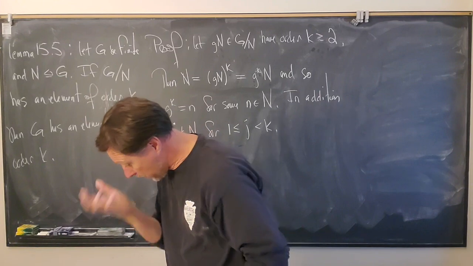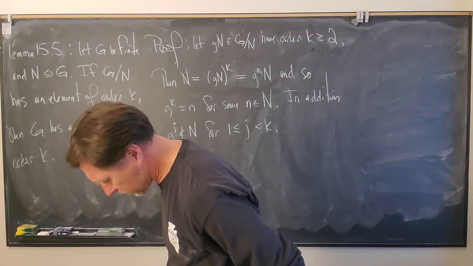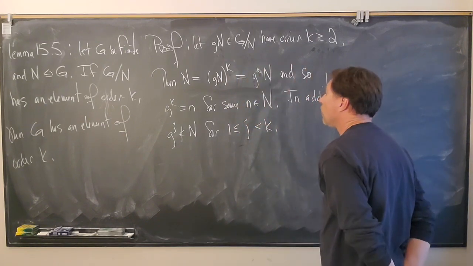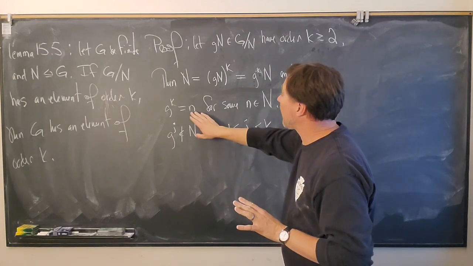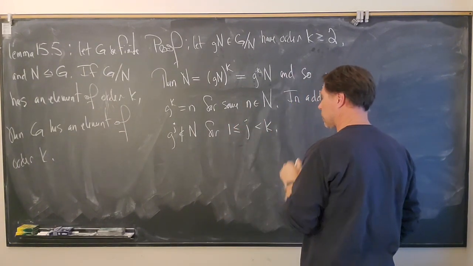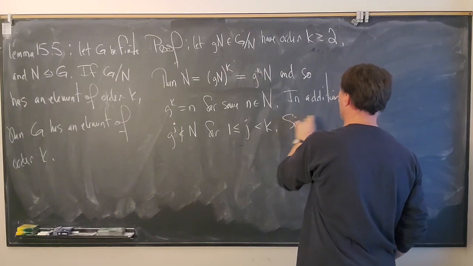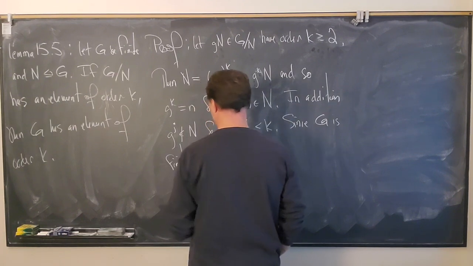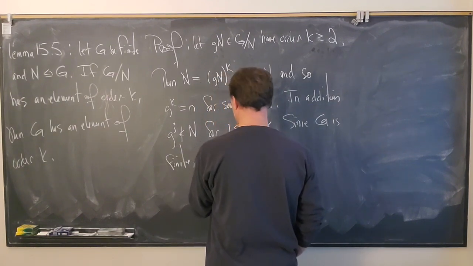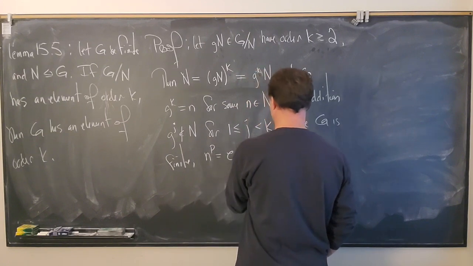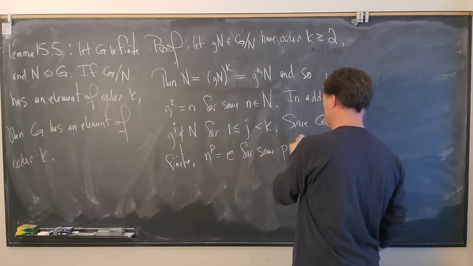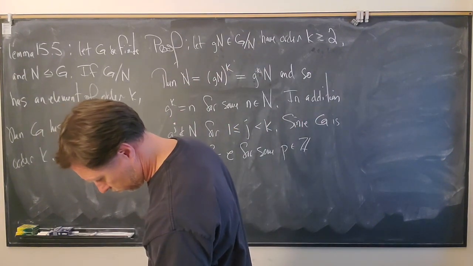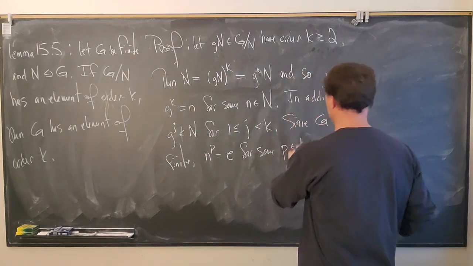Okay, so now, let's see how I want to say this. G is a finite group, and that means that every element has finite order. In particular, little n has finite order. So since capital G is finite, n to the p is equal to the identity for some natural number p.